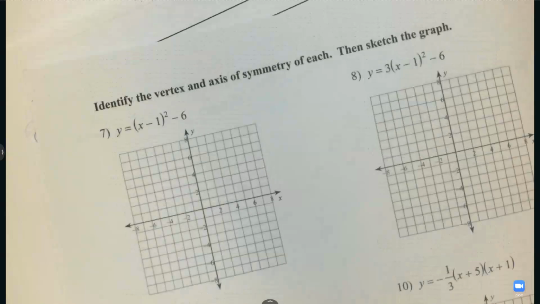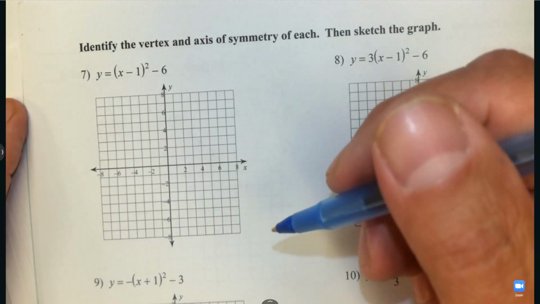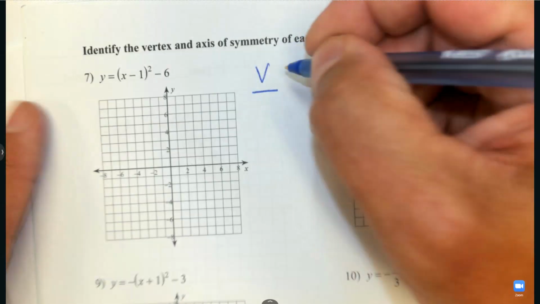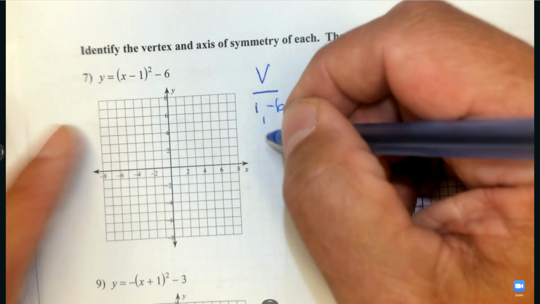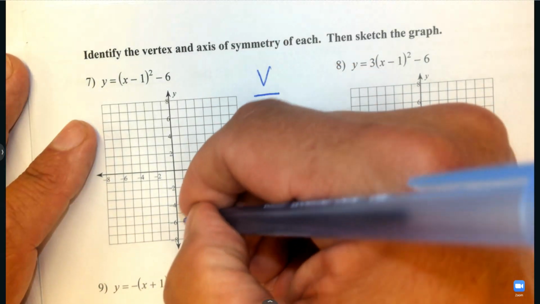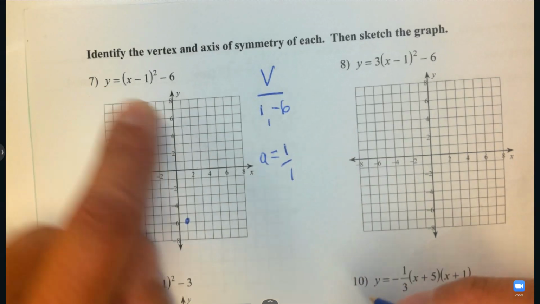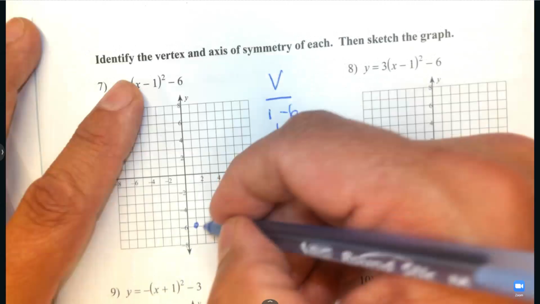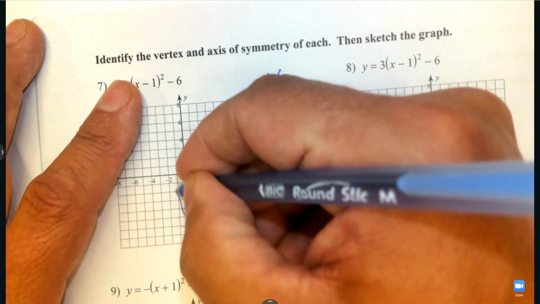All right, so on the page, let's graph this. So this is a parabola. The vertex, you change the sign and then you keep the sign. So 1 and negative 6. And then the a, the number you don't see in front of the parentheses, is 1, which tells me from the vertex to go up 1 and to the right 1 and left 1, and then draw your parabola. Done.